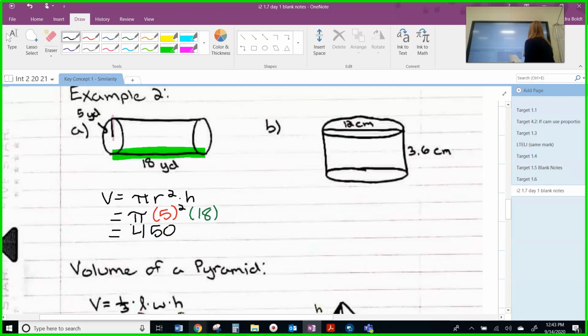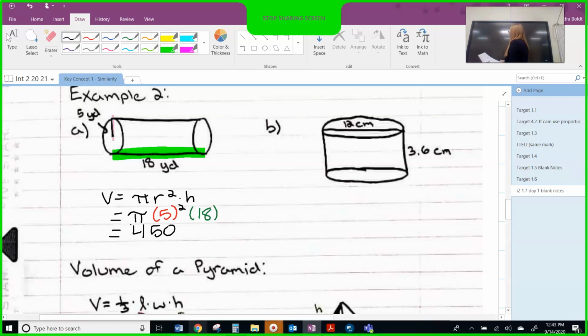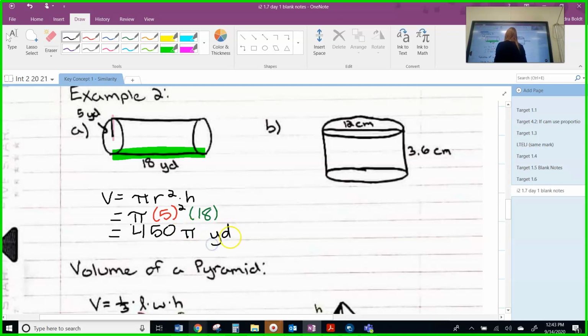And then that is 450. And then again, that pi just comes down. Since I didn't type it in my calculator, my unit is yards, and it's to the third power, yards cubed.